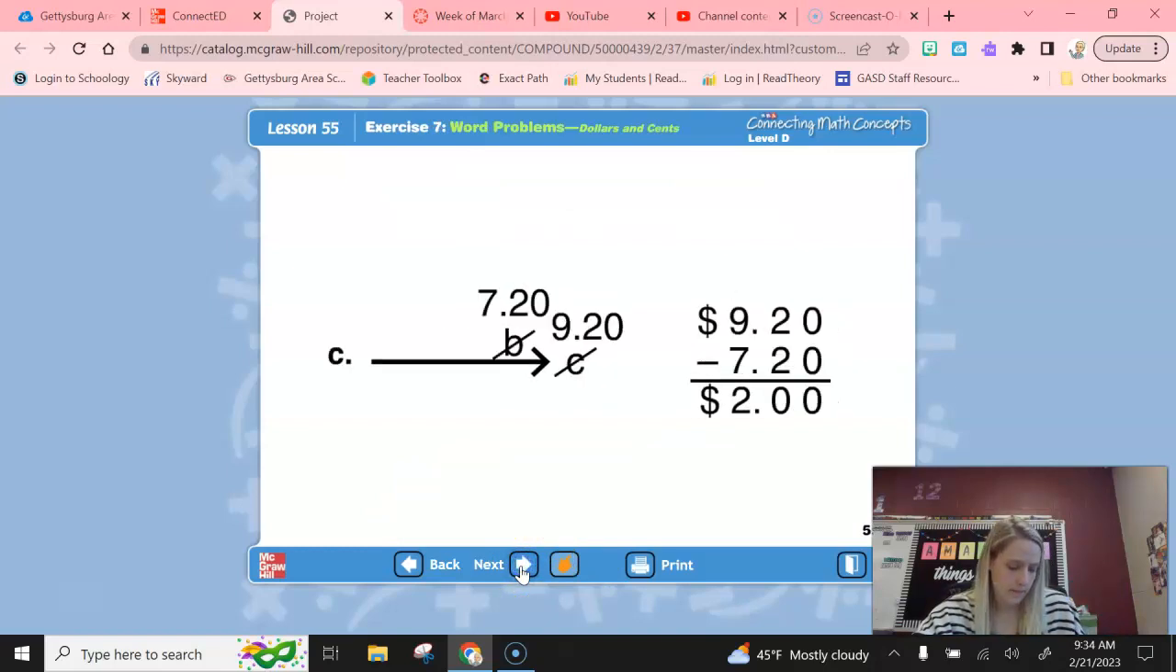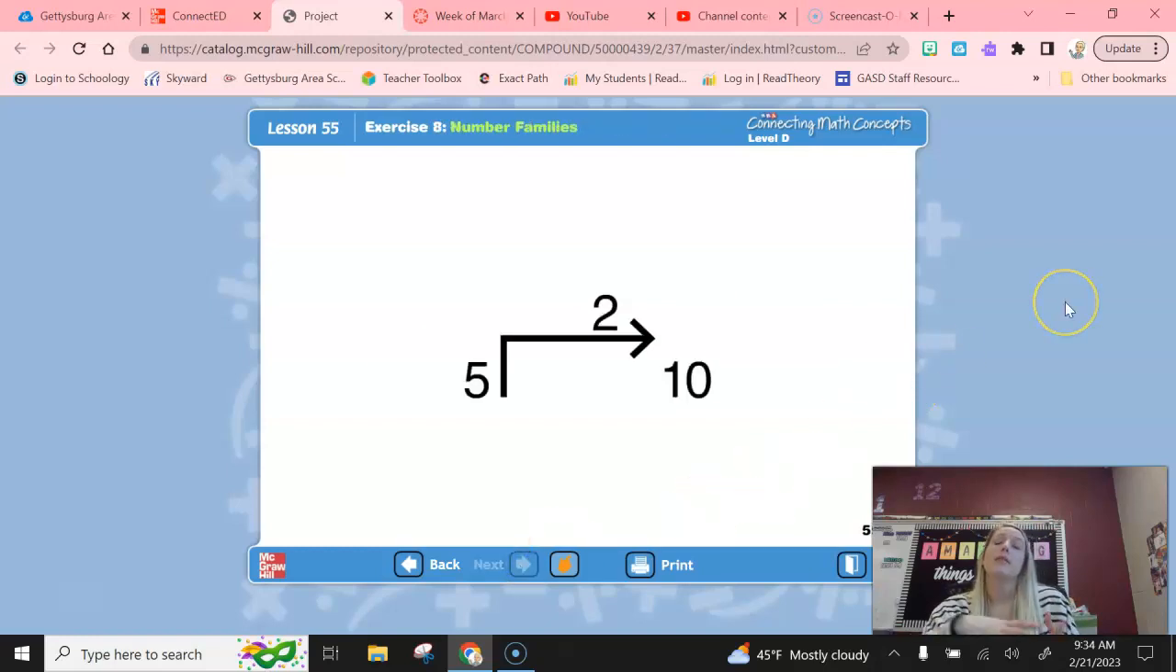A little bit more. Okay. This is a number family. We've talked a little bit about this. A number family is typically 3 numbers, and you can use different math operations within those 3 numbers. So looking at this, it is a multiplication problem. If I were to read this, I would read it as 5 groups of 2 equals 10.